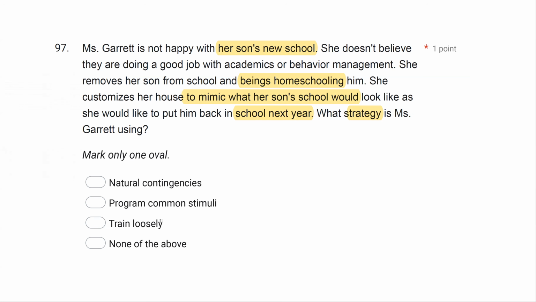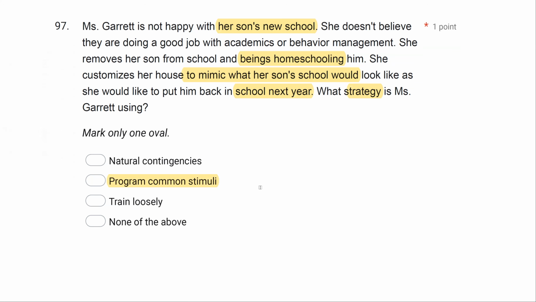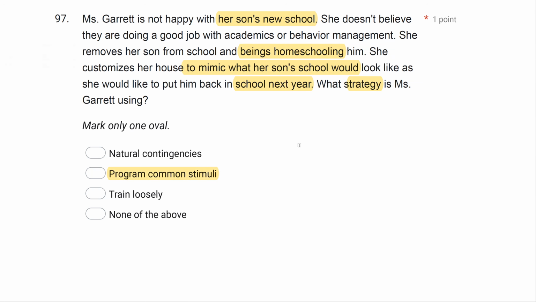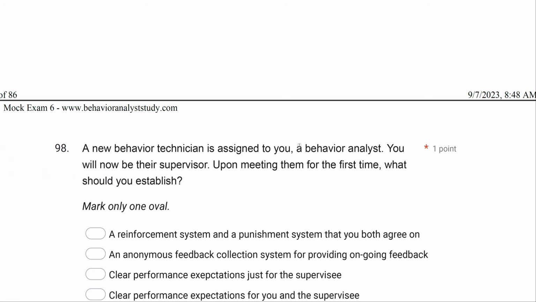She trained very loosely, but not necessarily what she's doing here. She's planning and programming all the common stimuli that her son might see in school. So the strategy she's using is programming common stimuli. Make sure you understand the different generalization strategies. They can be a little confusing at first, right? Even I sometimes have to go back and recheck, okay? Because they seem similar, but they all have their own usage. In this case, she is programming common stimuli, hoping he's going to generalize to school next year.